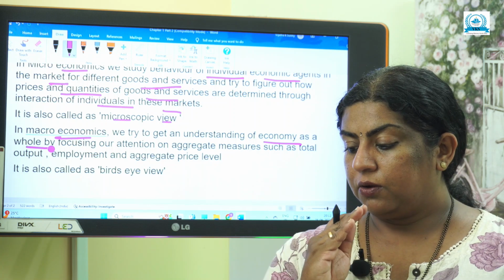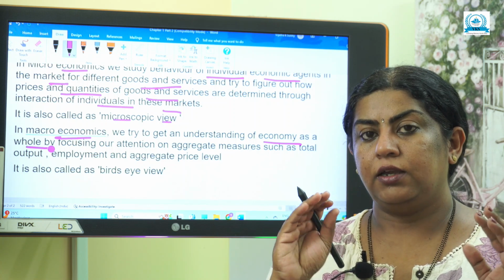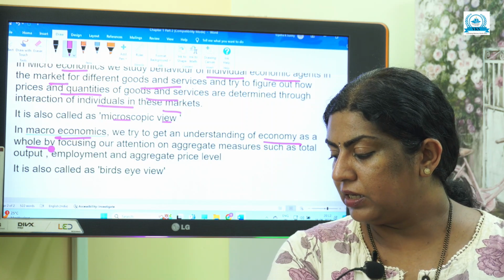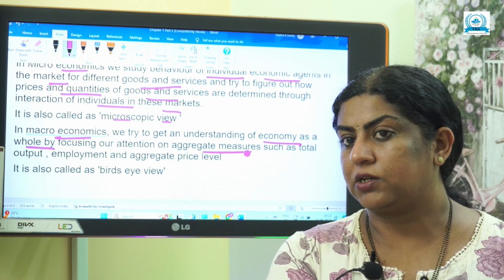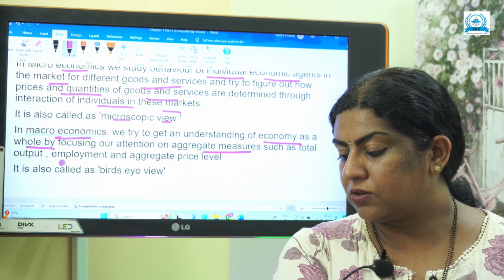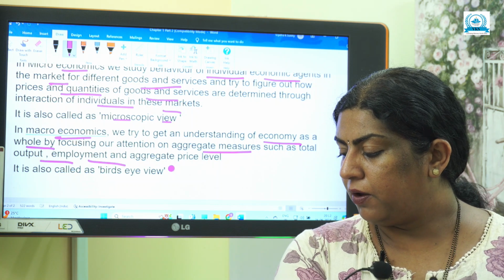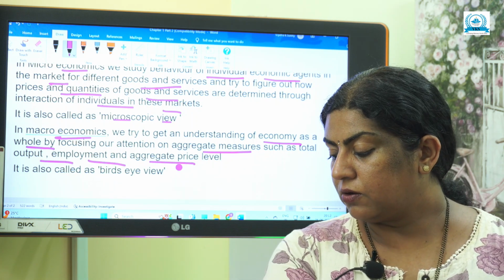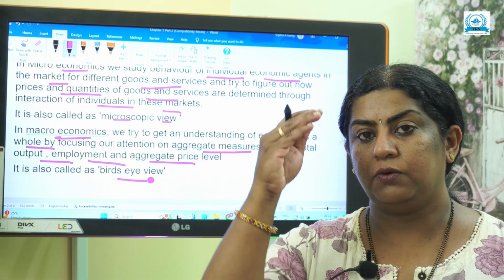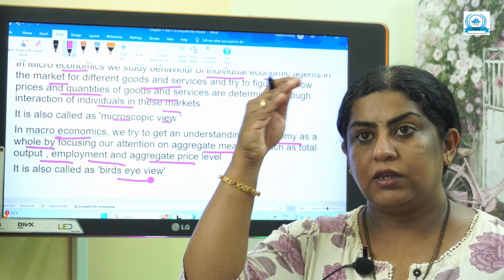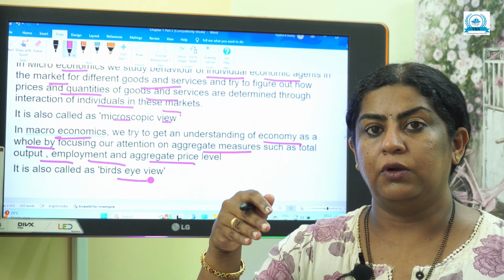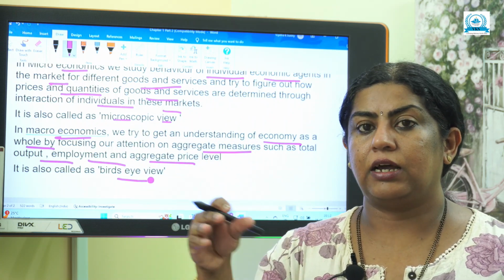When in micro it is individual, in macro it is the economy as a whole, by focusing our attention on aggregate measures, that is total measures such as total output, total employment, aggregate price level, etc. It is also called a bird's eye view, that is the total view. You have seen birds from a height, when they see, they have a sight of the total view. So this is called a bird's eye view.